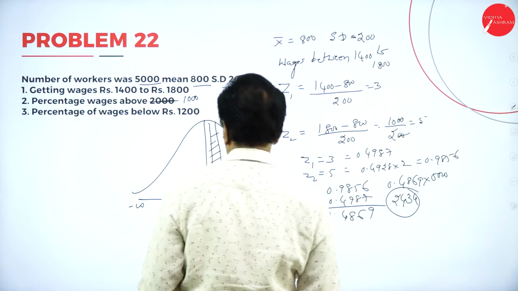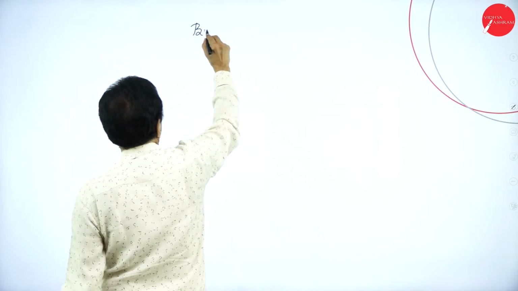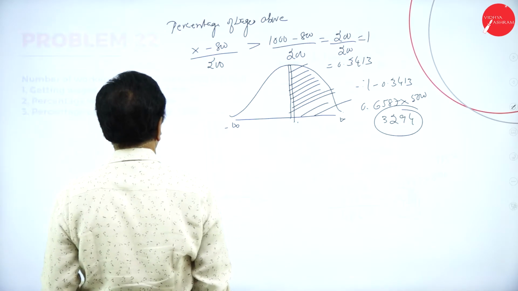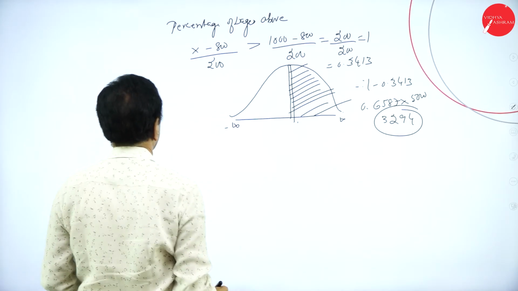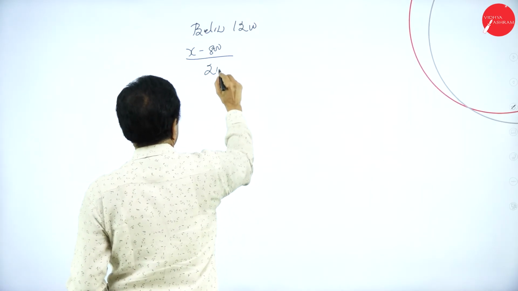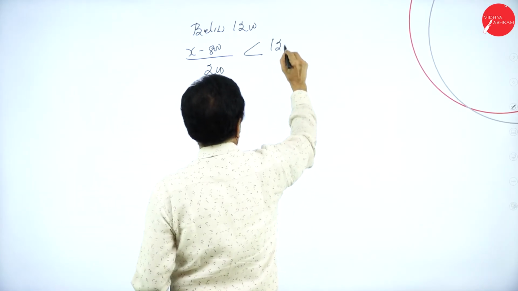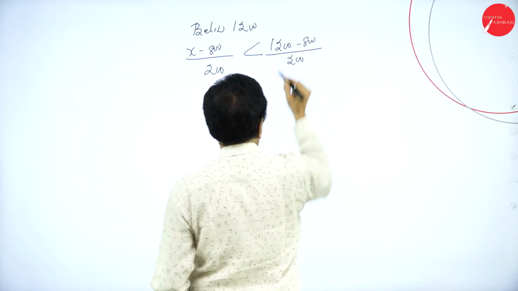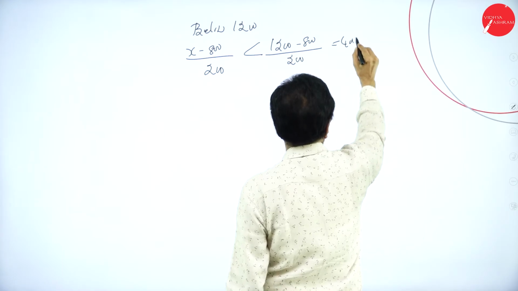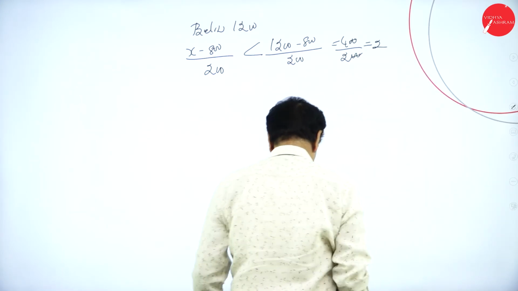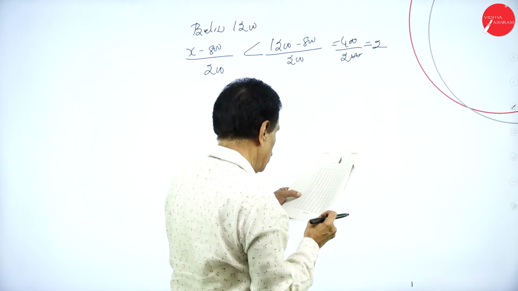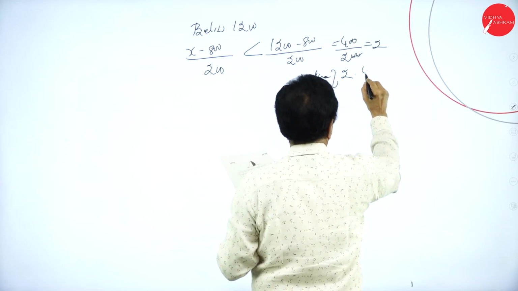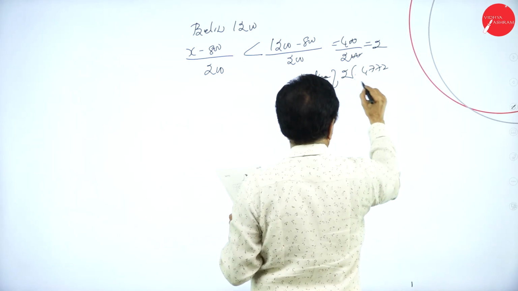Now, below 1200, x minus mean 800, divided by standard deviation 200, less than 1200 minus 800 divided by 200. This is 400 divided by 200. It is 2. Find out the value of 2 here. Value of 2 is 0.4772.